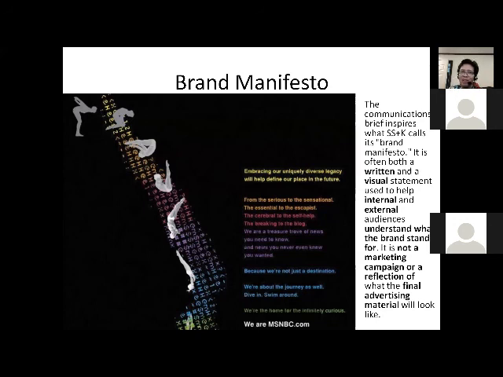So it's very inspiring. I could be someone working for MSNBC and I would read this and I would be inspired. Or I could be somebody outside the company and read this and think, oh, so this is what they're about. And if you look at the design of the graphic, it's a diver, because as it says, dive in, swim around. So it's very clever the way they designed the brand manifesto visual. And also, it says we're about the journey, not just a destination.